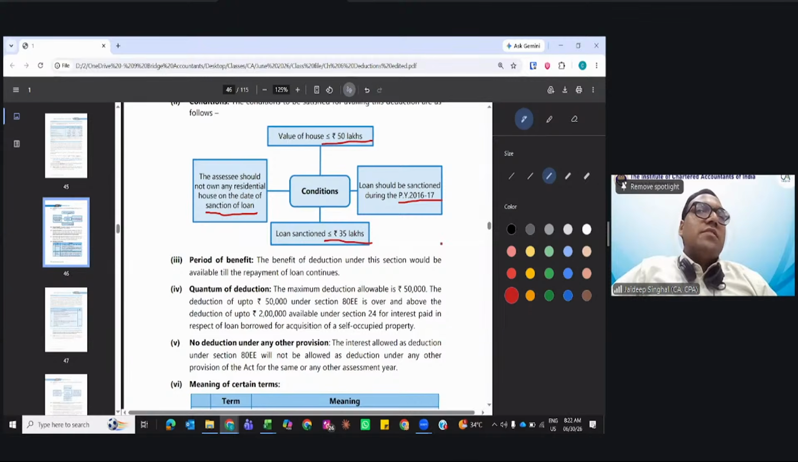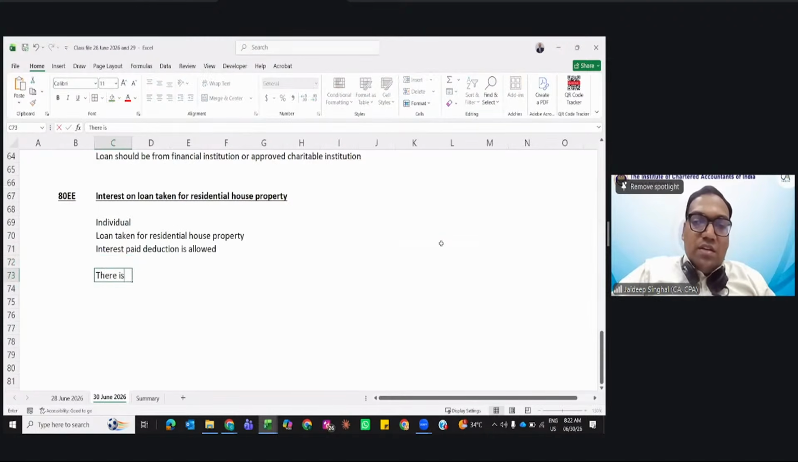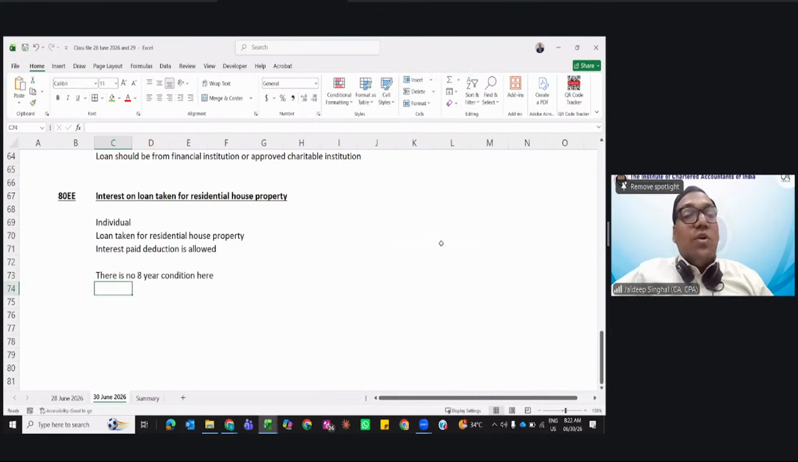Because 8 years. Anil, who said 8 years here? I haven't said any 8-year condition here. The 8-year condition was only in the education loans. There is no 8-year condition here. See, don't assume any condition until I say it or the section says it.